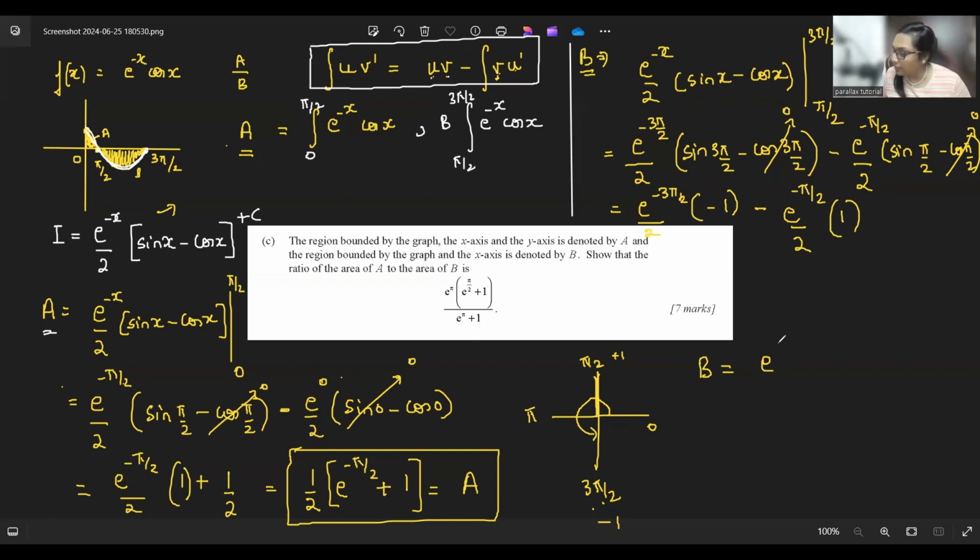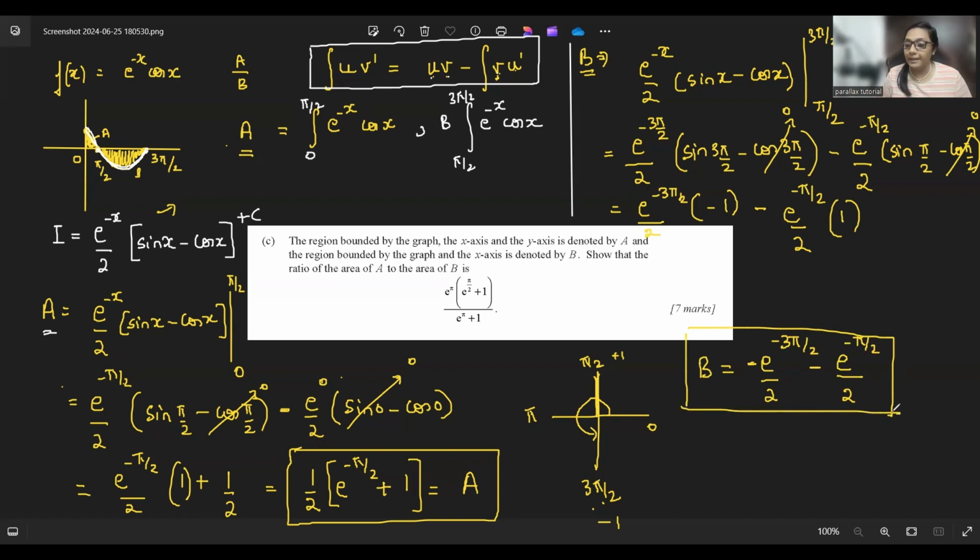Let's see whether I have got the same area in my calculations as well, so that there's no mistake since it's a long question. More or less, it should be same. Let's see. E to the power minus 3 pi by 2 by 2 minus of that minus e to the power minus pi by 2 by 2. That's our B.